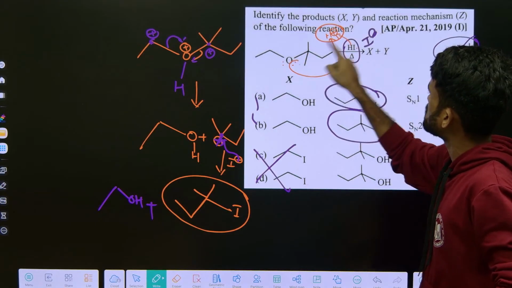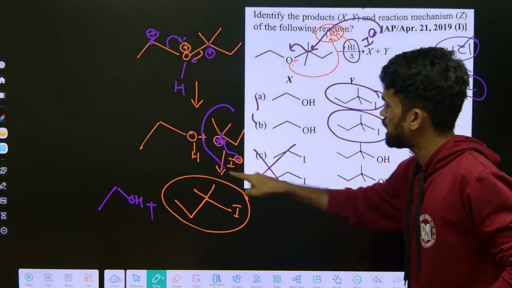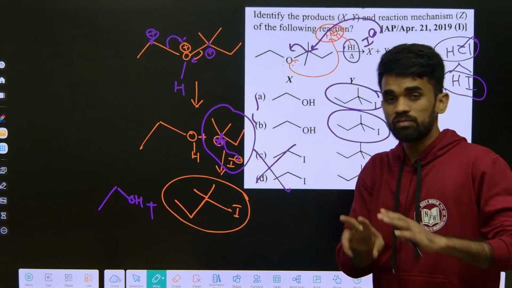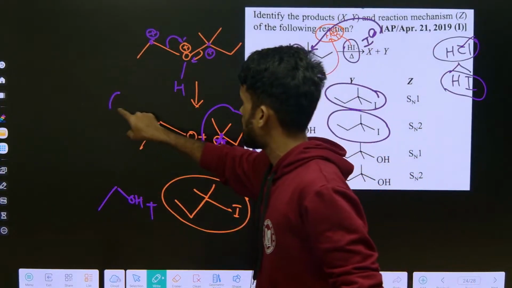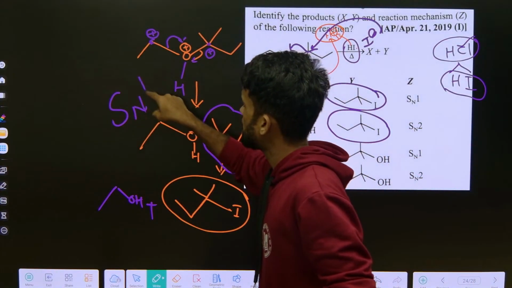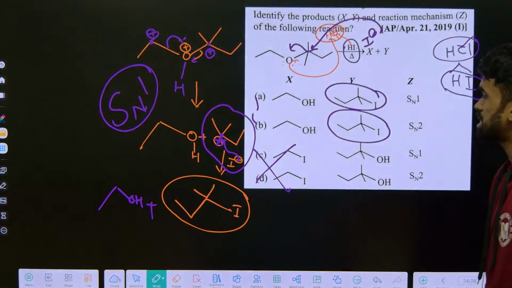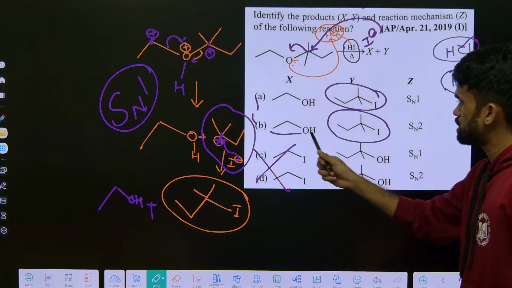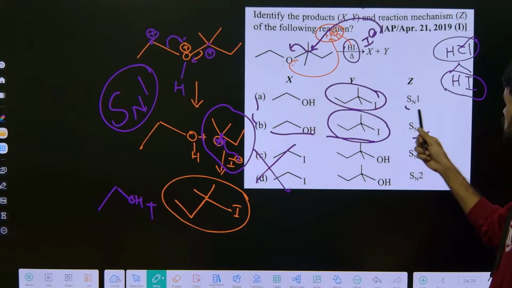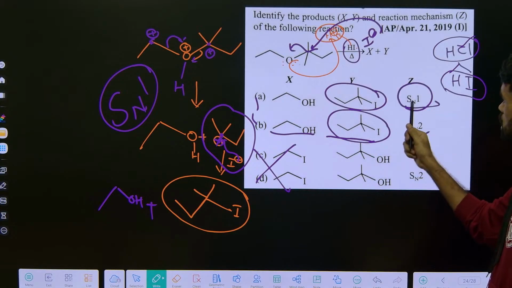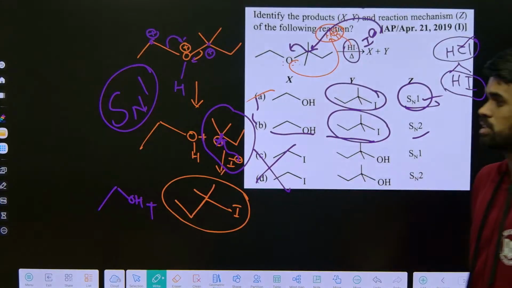So one group is substituted by another group over here. What is the intermediate here? Carbocation. So whenever there is a carbocation intermediate involved, you should consider it as an SN1 reaction. So where do we have SN1 here? This is our option, and this is also one more product, and it is our SN1 reaction. So the first option will be your answer for the question.